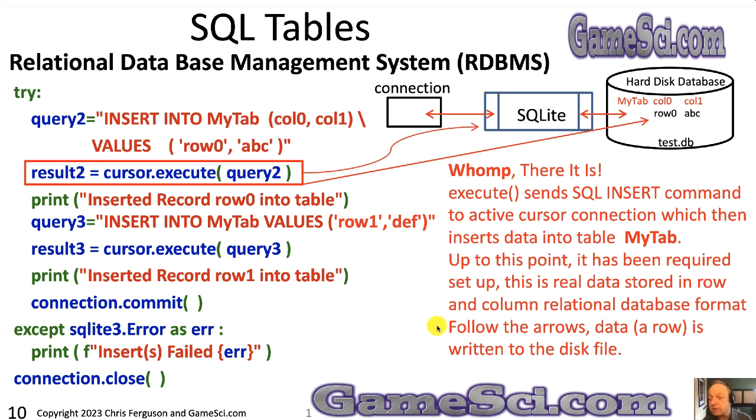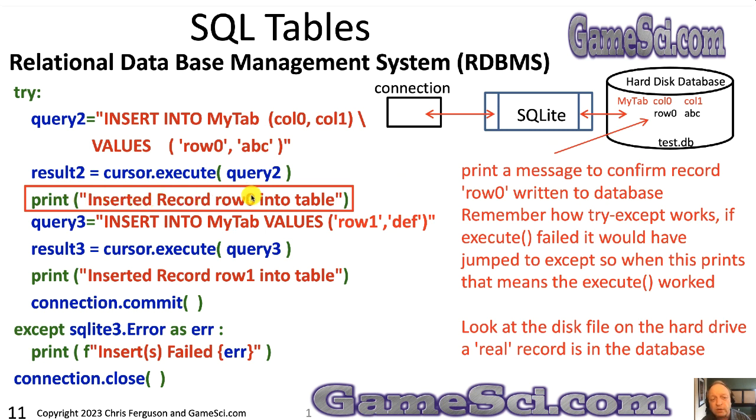Follow the arrows. Data, a row, is being written to the disk file. This command query 2 gets sent through the connection, through SQLite, and boom, the data shows up on the disk file. There is row 0 with ABC in it, written to the disk drive.